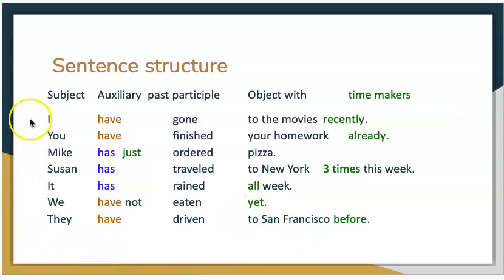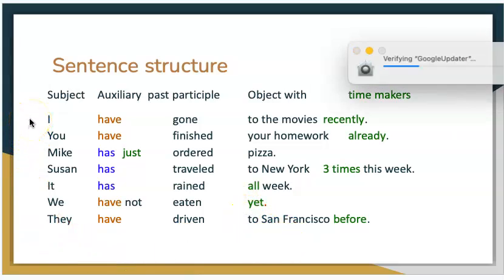So, for example, I have gone to the movies recently. You have finished your homework already. Mike has just ordered pizza. Susan has traveled to New York 3 times this week. It has rained all week. We have not eaten yet. They have driven to San Francisco before.